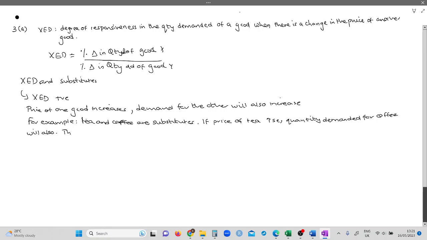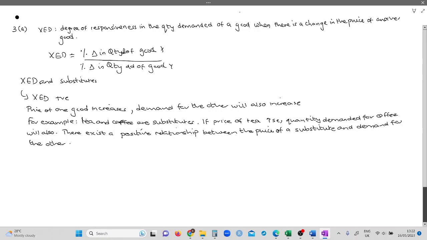So we say that there exists a positive relationship between the price of one substitute and demand for the other substitute. Demand for, and quantity demanded for, the other.